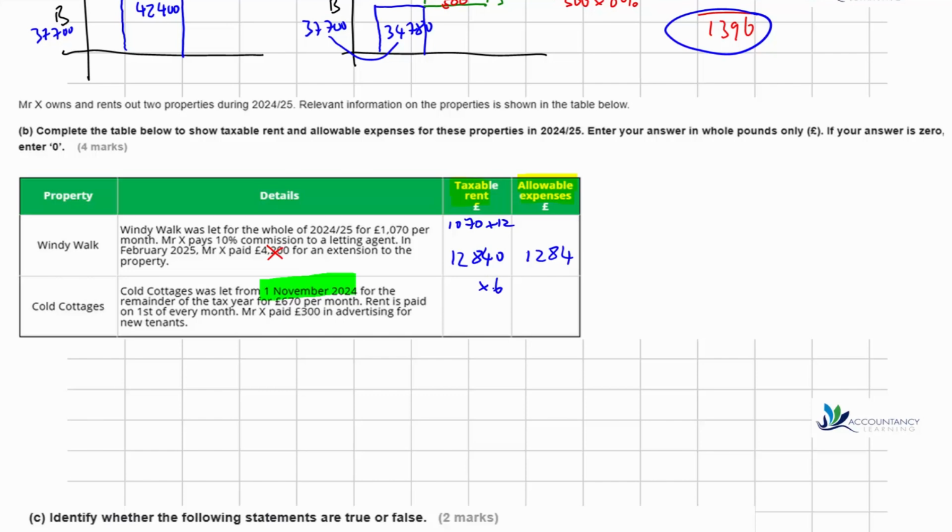So rental income is based on the cash basis. Okay, we appreciate that that 1st of April rent payment is for April, and most of it hasn't happened yet on the 5th of April. We've only had 5 days, but it doesn't matter. We just do this on a cash basis. And we receive, it tells us then, £670 per month for the rent. So 670 multiplied by 6 gives us income of 4,020. And then Mr. X paid £300 for advertising for new tenants, and that's a perfectly allowable expense.